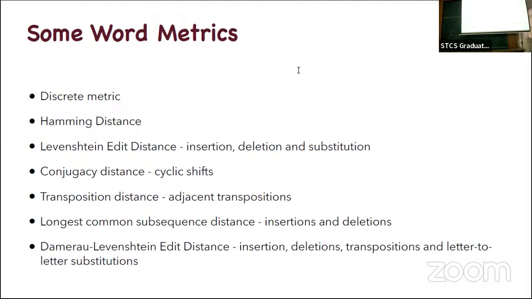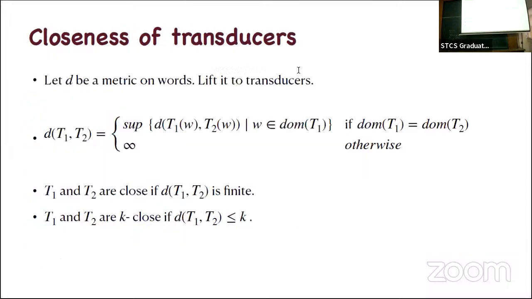Conjugacy distance, transfer distance, longest common subsequence, normalization. Imagine I give you a word metric, a metric on words. I can lift it to transducers. I define the distance between transducers T1 and T2 to be the supremum over the distance between their output words, if their domains are the same. If the domains are different, I'll put it to infinity.